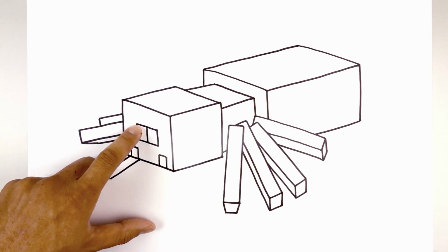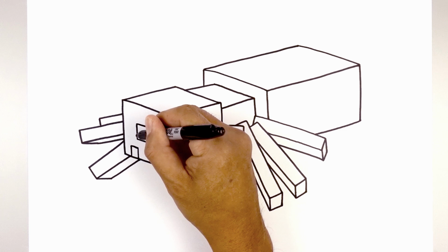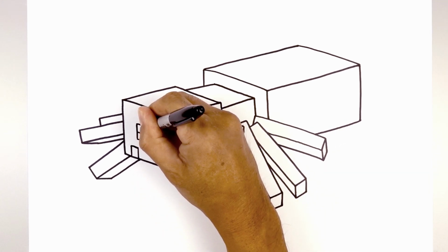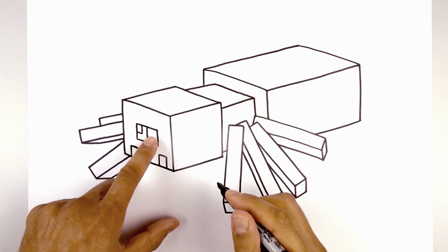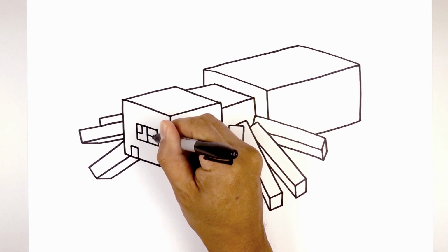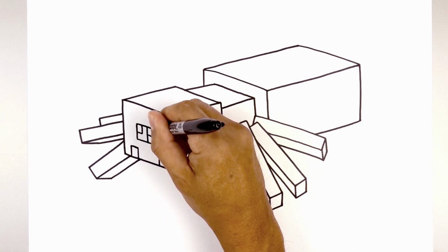Now let's add a highlight on the top left. Halfway down this line, we're going to angle down and in towards the middle, and then we'll go straight up. Let's do the same thing on the right. Finding the halfway point, angle down and in right towards the middle, and then go straight up.